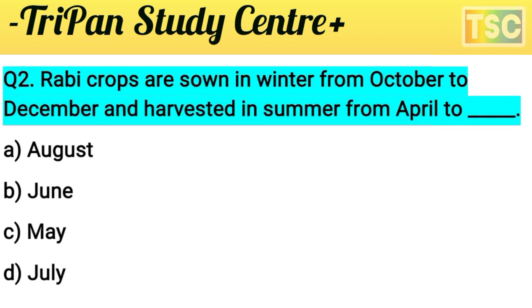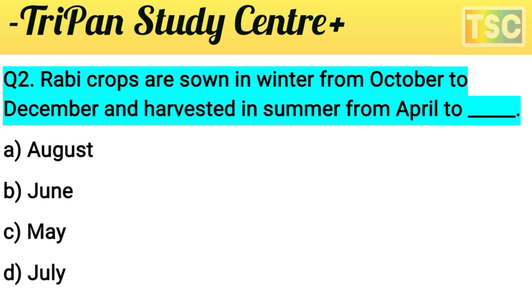The next question arrives on your screen. Rabi crops are sown in winter from October to December and harvested in summer from April to what? The examiner is asking about the harvesting time of the Rabi crop. The options are: A August, B June, C May, D July. That's an important question for the exam. But first, check your knowledge and note your answer in your notebook. I give you a few seconds.